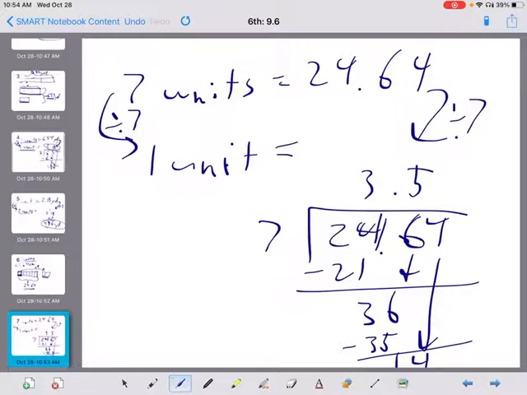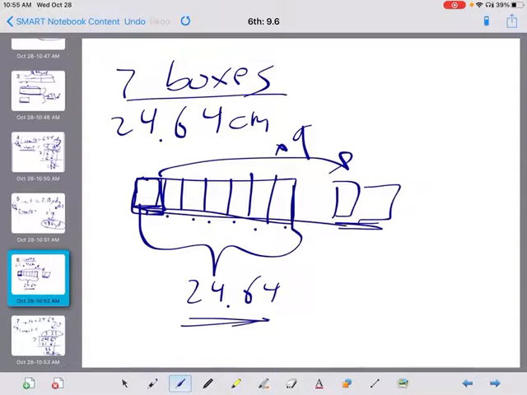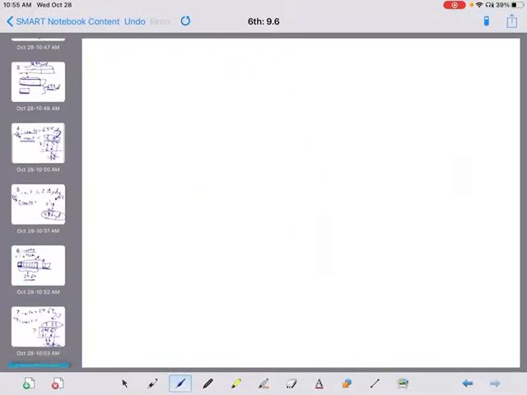So 36 minus 35 is 1. Drop down the 4, it's 14. 7 goes into 14 how many times? Yes, 2. Exactly 2. 2 times 7 is 14. That'll cancel those out. You get 0, which means it's your final answer, right? No, because we're not trying to figure out what 1 unit is. We're trying to figure out what 9 units is.